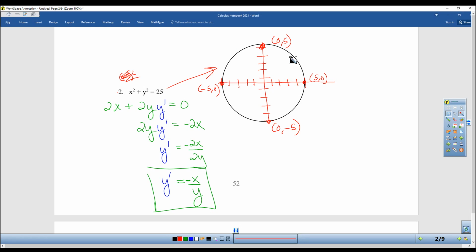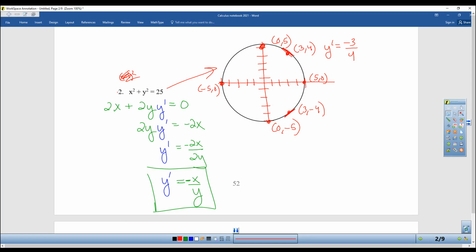So you don't have to actually be able to do this. I'll just tell you that 3, 4 is a point on the circle. 3, negative 4 is a point on the circle. What is the derivative right there? The derivative would be negative x over y. And that looks like it could be a slope of negative 3/4.